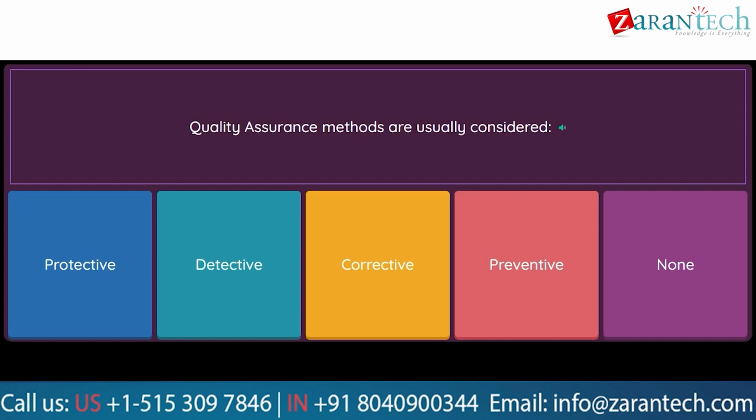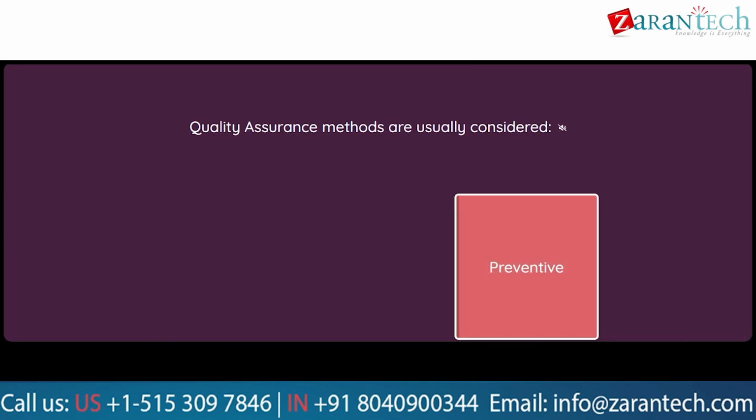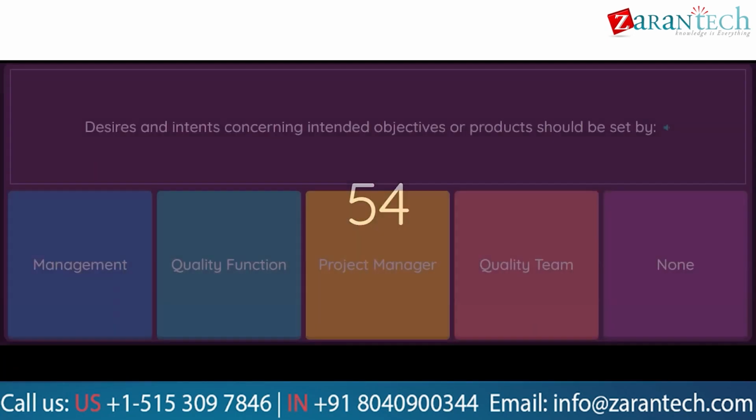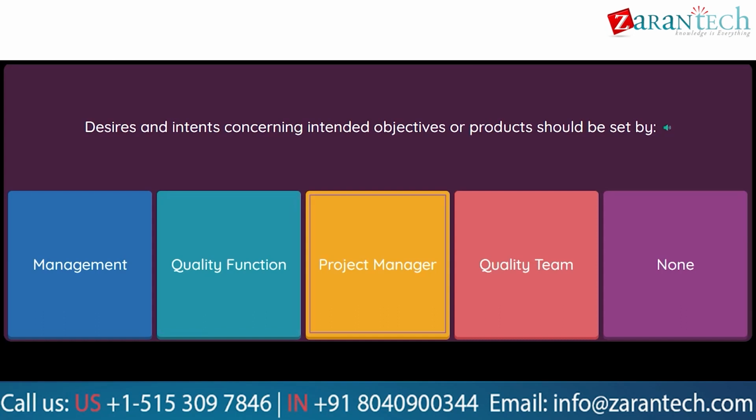Question, quality assurance methods are usually considered. Option 1, protective. Option 2, detective. Option 3, corrective. Option 4, preventive. Option 5, none. Question, desires and intents concerning intended objectives or products should be set by. Option 1, management. Option 2, quality function. Option 3, project manager. Option 4, quality team. Option 5, none.